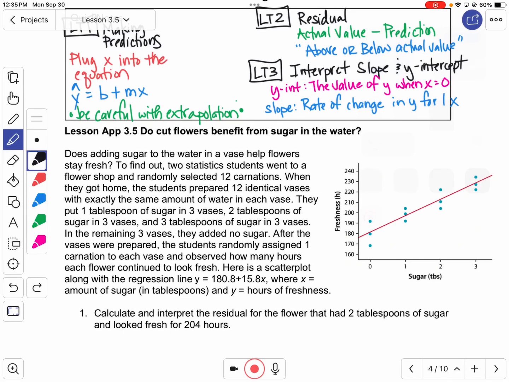Examples. As I was saying before we left for lunch, there's so many words in that problem, right? But if we get it down to the nitty-gritty, here's the line: y equals 180.8 plus 15.8x, okay? X is the amount of sugar, y is the hours of freshness. That's really all we need out of that whole big paragraph of information. The rest of it is just telling me where it all came from. And beside it, it gives you the scatter plot and shows you the data.